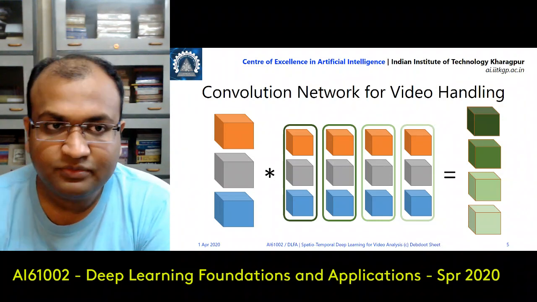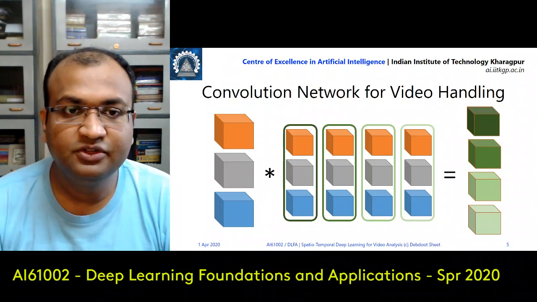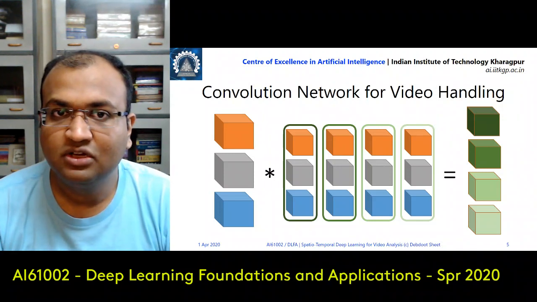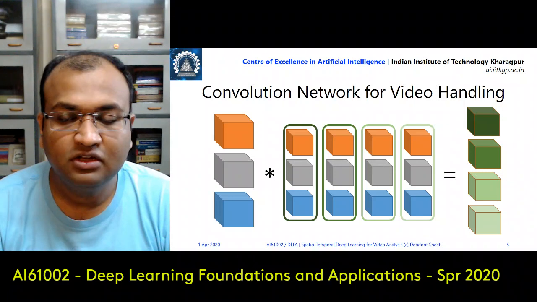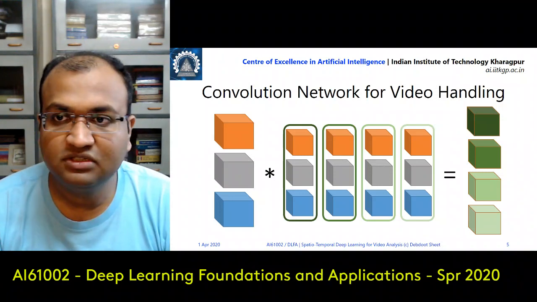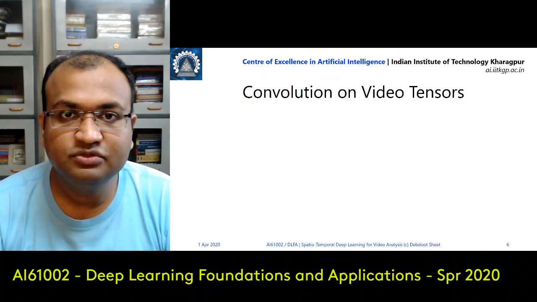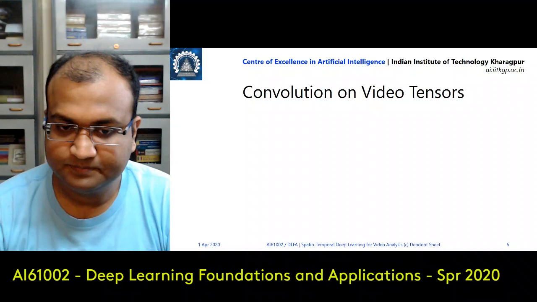Now once we know that this is how you would wish to process your videos within a CNN, the next point is, can we really estimate what is the compute complexity and what is the data complexity of running all of this convolution through this process. So now let's get into convolution on video tensors and what will happen as a result of that.